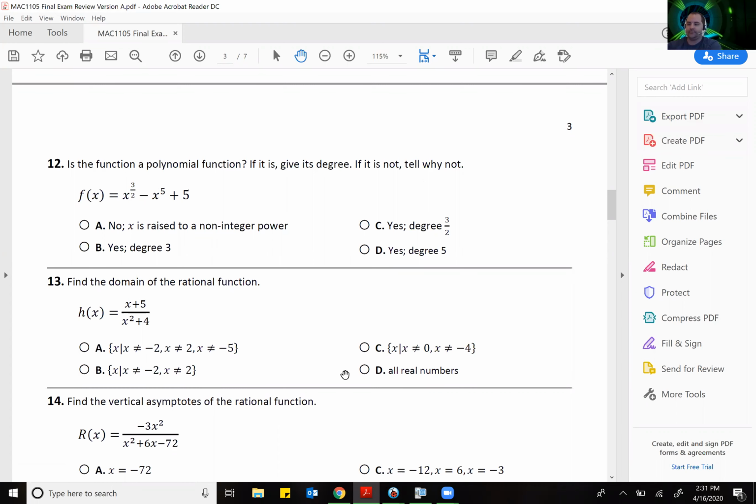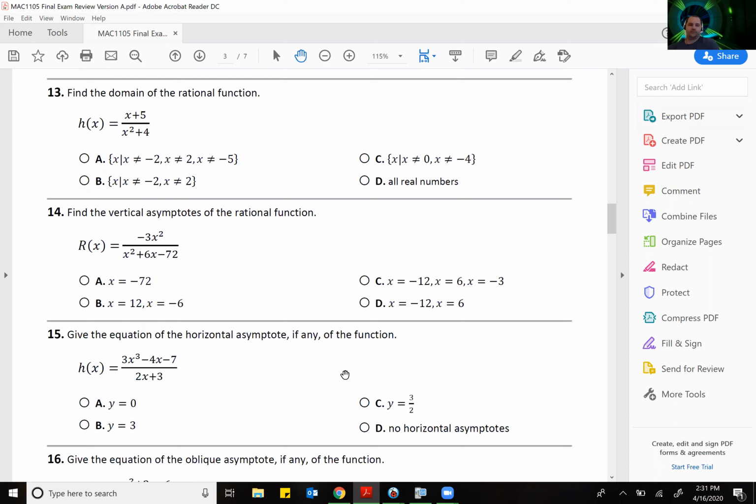Okay. All right. Number 14. We're getting there. 14 is coming straight from 5.3 as well. And this is where we're talking about vertical asymptotes. How do we find a vertical asymptote of a rational? What do we do? Vertical asymptote. Rational.